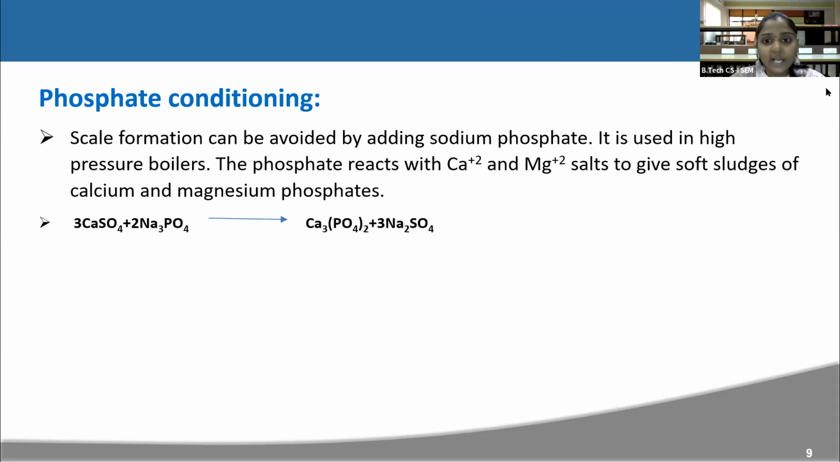high pressure boilers. The phosphate reacts with calcium and magnesium salts to give soft sludges of calcium and magnesium phosphates. So you can observe phosphate conditioning means we have to add sodium phosphate. It is used in high pressure boilers. The phosphate reacts with calcium and magnesium salts and it gives soft sludges of calcium and magnesium phosphates.